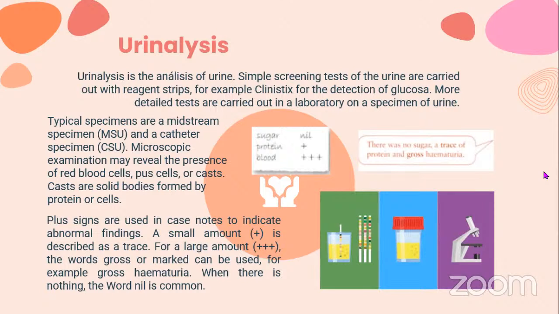Plus signs are used in case notes to indicate abnormal findings. A small amount, positive, is described as a trace. For a large amount, the words gross or marked can be used, for example, gross hematuria. When there is nothing, the word nil is common. There was no sugar, a trace of protein, and gross hematuria. Okay, thank you so much.